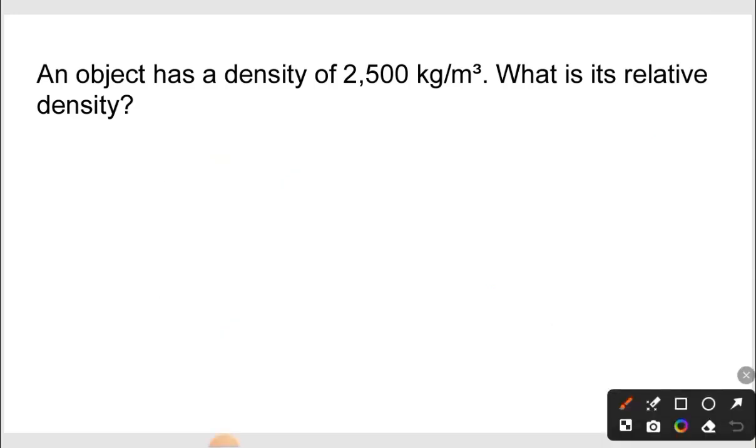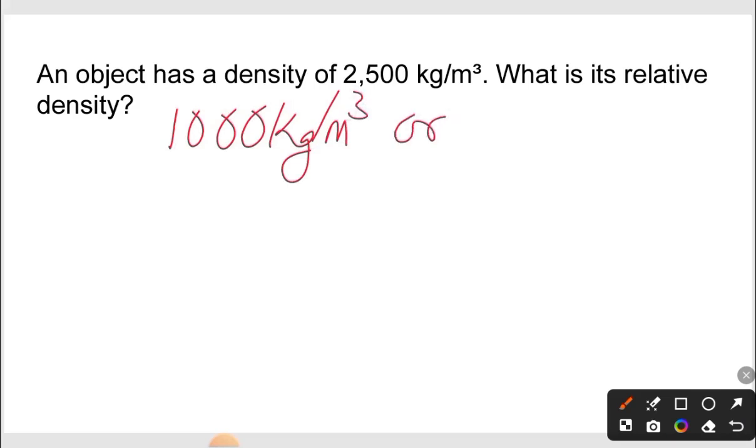Now there's something you need to know about relative density. The relative density of water is either 1000 kilogram per meter cube or 1 gram per centimeter cube. So if the question has to do with kilogram per meter cube, you go with this. If it has to do with gram per centimeter cube, you go with that.